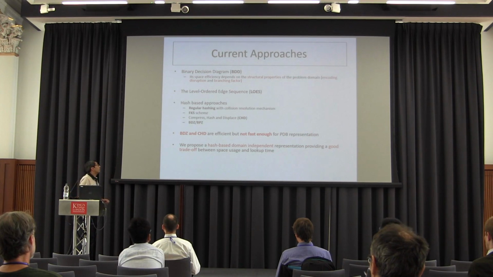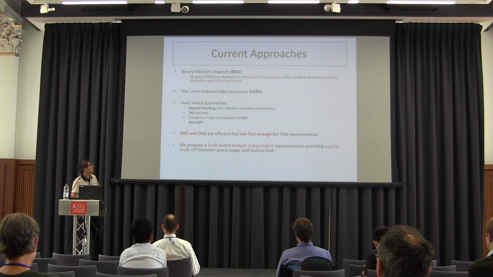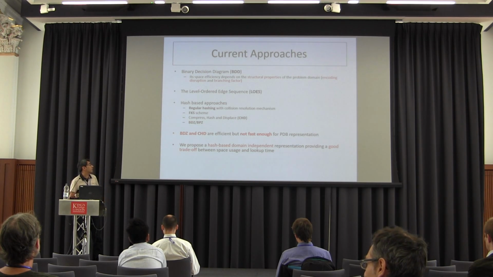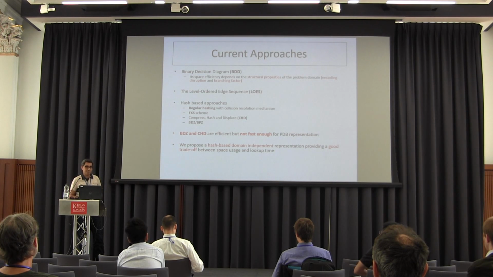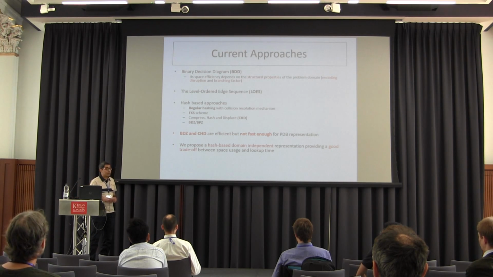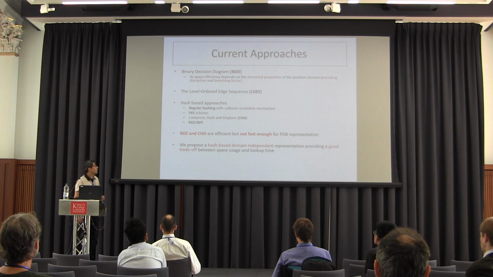There are several efficient approaches for implementing pattern databases, like binary decision diagrams or algebraic decision diagrams or level order text sequence. And we have this whole family of hash-based approaches, the simplest one being regular hashing, where we use some sort of collision resolution mechanism to address collisions, and then we have this class of perfect hash functions and minimum perfect hash functions that try to avoid collisions totally. The most efficient ones in this class are the compress, hash and displace algorithm and PDB or DPZ algorithms.